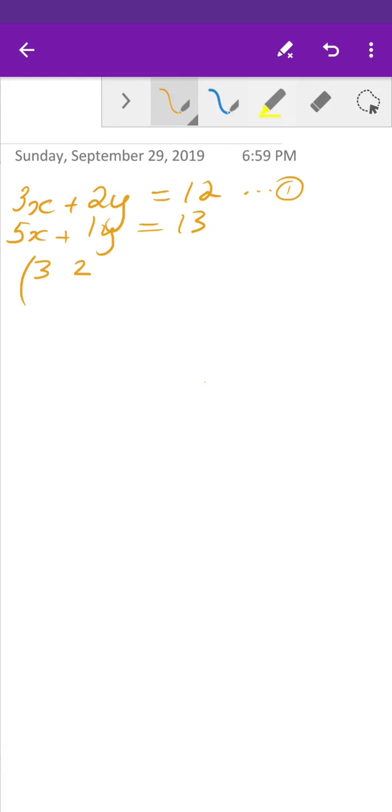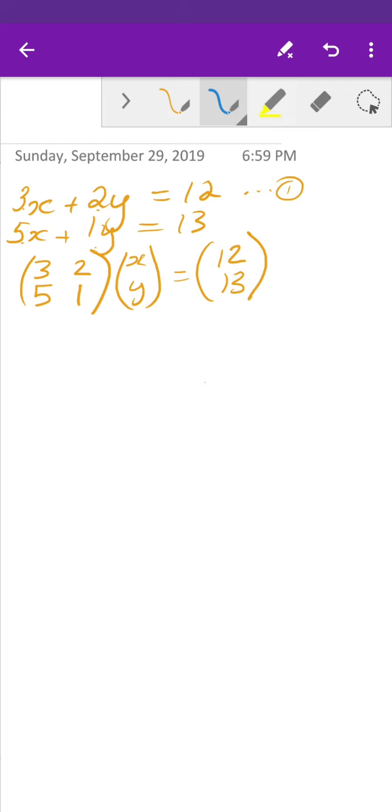Right, in this activity we're going to take two equations: 3x plus 2y equals 12, that's your first equation, and the other equation is 5x plus 1y equals 13. Now we make these matrices. We take the numbers 3, 2, 5 and 1, and our variables are x and y, and it's going to equal the column matrix 12, 13.